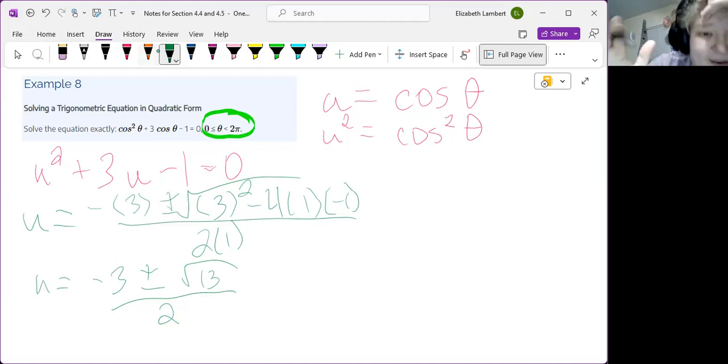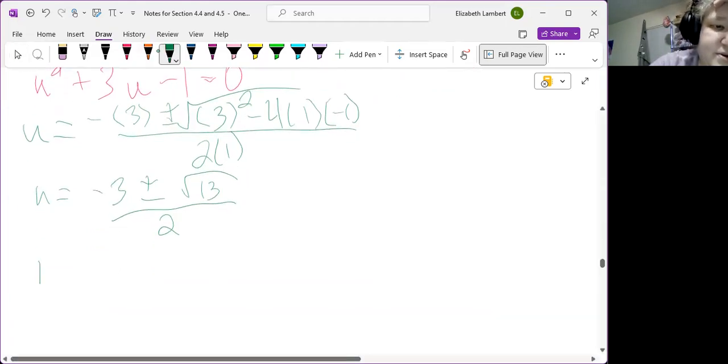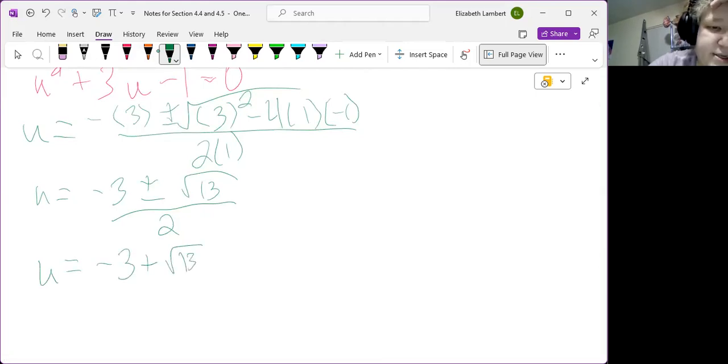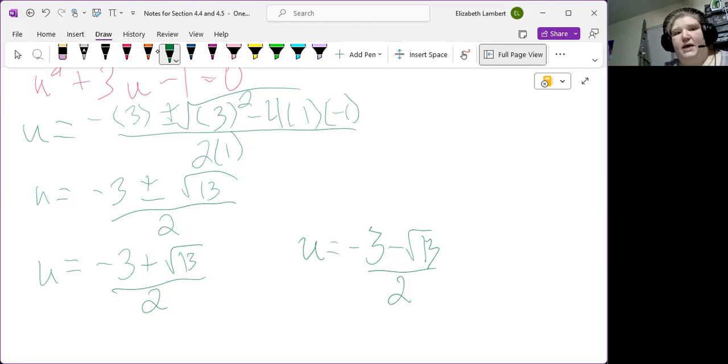So, we are going to use our calculators here. You could be negative 3 plus the square root of 13, all over 2. You could be negative 3 minus the square root of 13, all over 2. All right, so handy dandy calculator. Get out of that game. Turn it sideways. All right.